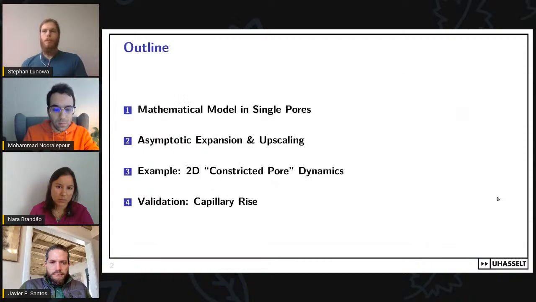So I will first talk about this mathematical model in single pores. Then the asymptotic expansion and upscaling I use to derive averaged models. I'll show a short example in 2D. And in the end, I will also talk about validation we did in the case of capillary rise experiments.